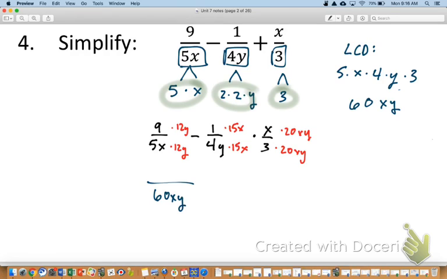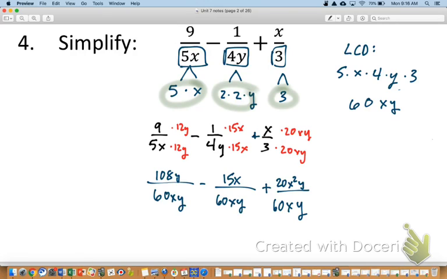108y. 12y times 9 is 108y. Again, we know that this denominator is going to be 60xy. 15x times 1? 15x, yep. And then that was a plus. Plus, we know our denominator here is 60xy. I don't think it's 20xy. 20x squared y, yep. x times x would give you the x squared. Okay. So now we look and we have a common denominator, don't we?